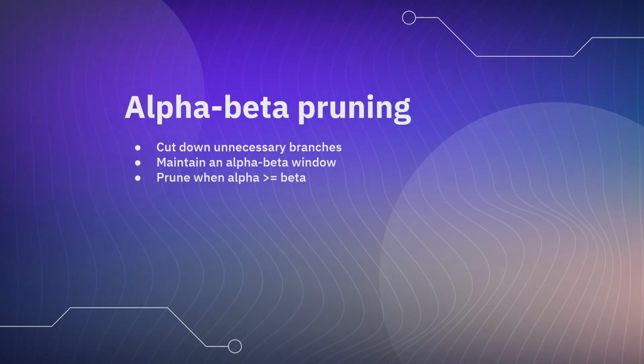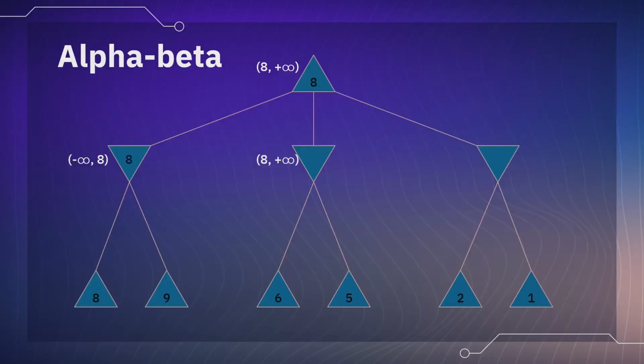The idea of alpha-beta pruning is that you don't have to search the entire tree. You can cut down unnecessary nodes. The idea is to maintain an alpha-beta window, and you prune when alpha is greater than or equal to beta. Let's do an example. Say you're the max agent, you've already looked at the first child, and when you come to the second child, you look at the node 6 and realize you don't have to look further. Regardless of the other value, even if it's 10 or something, chances are the min agent is just going to choose 6 or another node that's worse than 6.